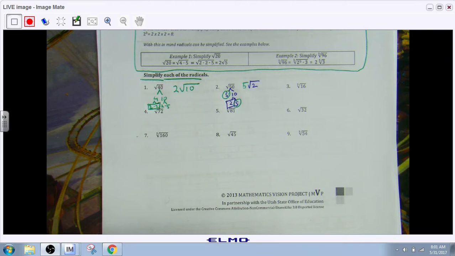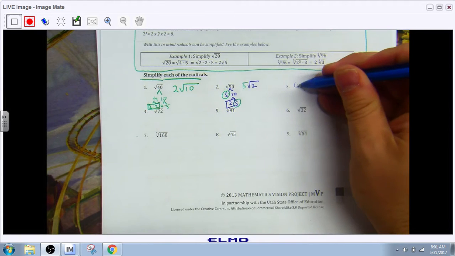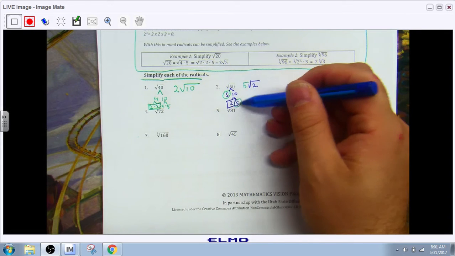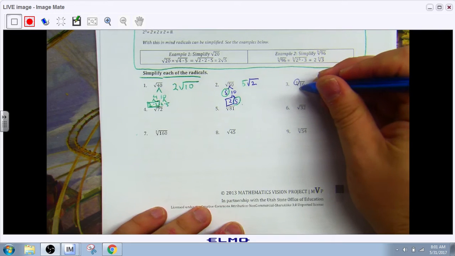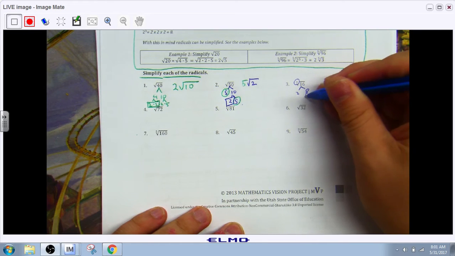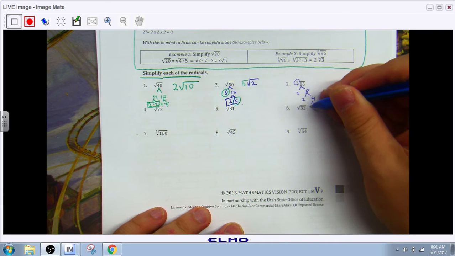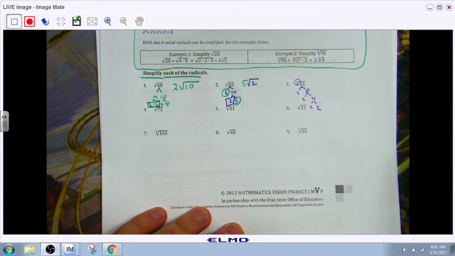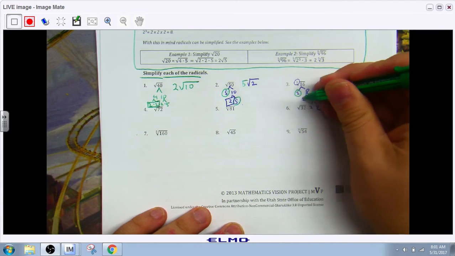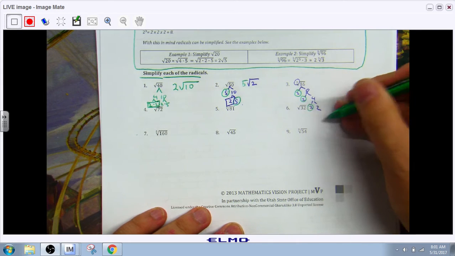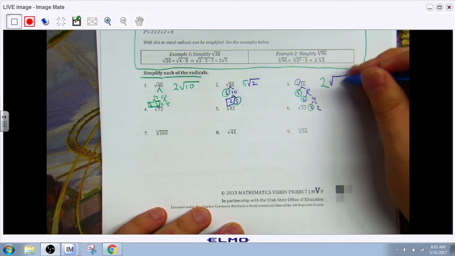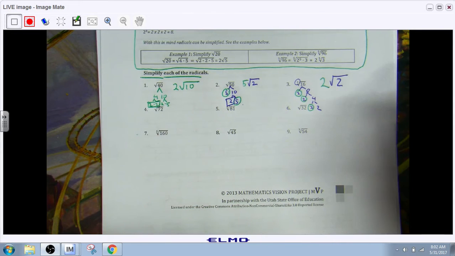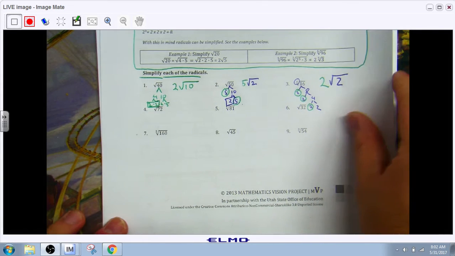I'll do one more. This one's different. It's a cube root. So now instead of finding a square, I need to find a cube. So 16 is going to be 2 and 8, and then 8 is 2 and 4, and then 4 is 2 and 2. And so now I need to find a cube. So I have 1, 2, 3 2's that I can pull out, and then left underneath the radical, I have a single 2. So the cube root of 16 is going to be 2 times the cube root of 2. Now let's go on to the next section.